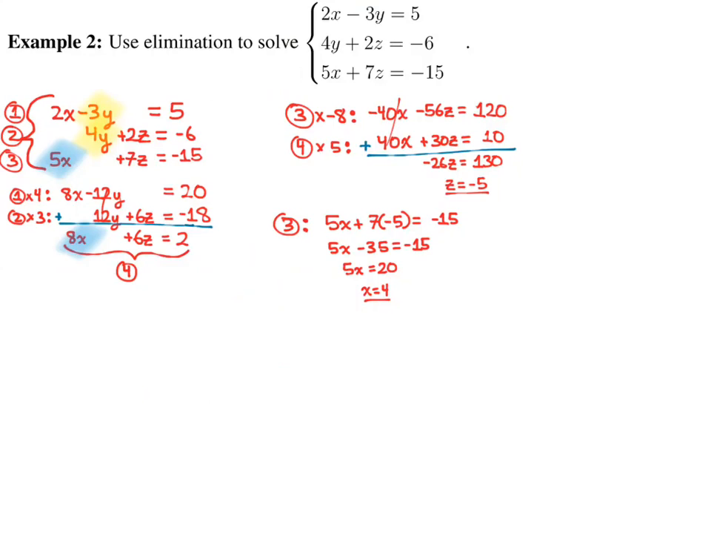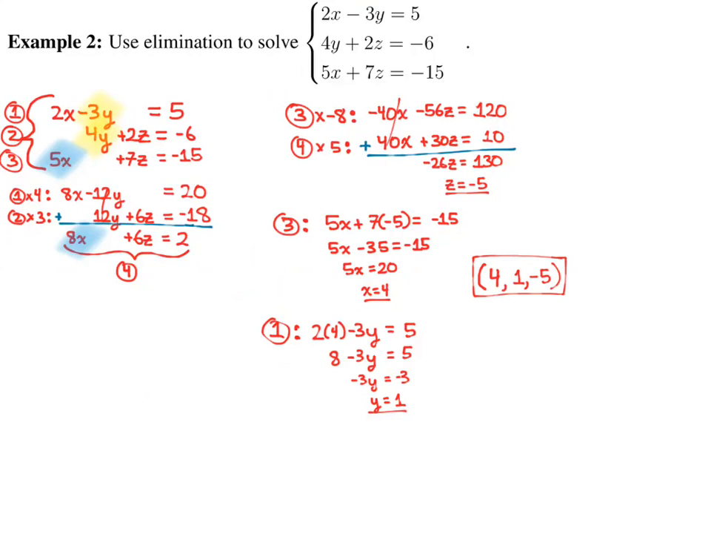Okay, so you got z, you got x, still need y. Find your favorite equation with a y in it. At this point, you've already got z's and x's, so it just doesn't matter. I guess I used equation 1. The numbers were smallest. 2x, but x is 4, minus 3y is 5. So 8 minus 3y is 5. Subtract the 8, so negative 3y equals negative 3. Divide by negative 3, y is 1, and boom, you got 4, you got 1, you got negative 5. If you compare the amount of work here with the amount of work on example 1, this is a little bit less work.